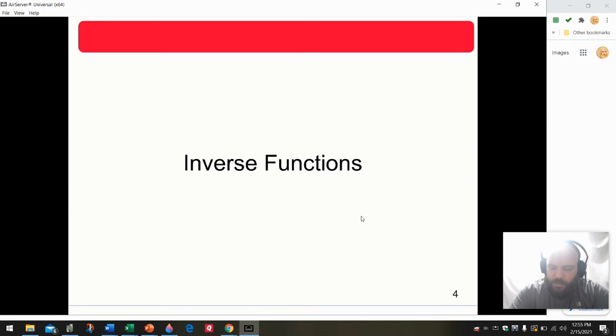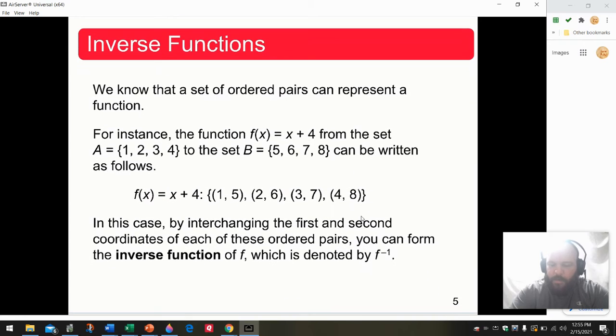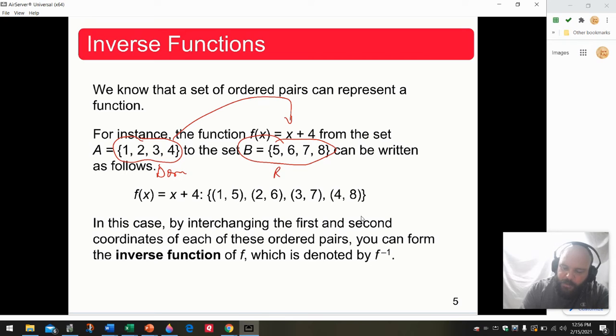So let's get started. First of all, we know that a set of ordered pairs can represent a function. For instance, f of x equals x plus 4 from the set A equals 1, 2, 3, 4 to the set B equals 5, 6, 7, 8. So what they're showing is if you take these four numbers right here and you plug each of those in for x, these are the outputs that you get. So these are your domains, and then these would be your range numbers.